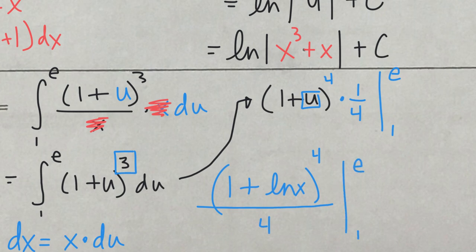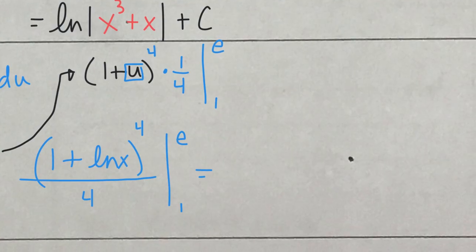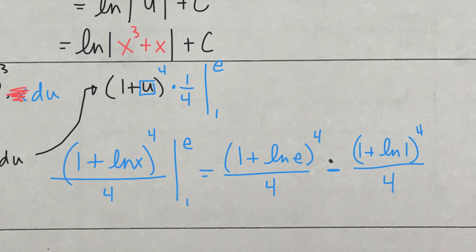Okay, so I'm going to write it like that. Rather than multiplying by a quarter, I'm dividing the whole thing by 4. My brain seems to like that at the moment a little bit better. Okay, so replacing x with e, (1 plus the natural log of e) to the 4th power divided by 4, minus (1 plus the natural log of 1) to the 4th power divided by 4.